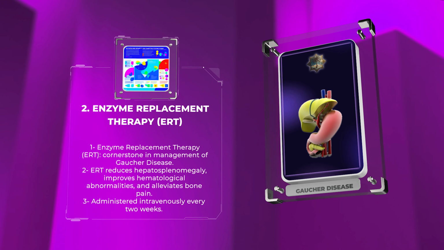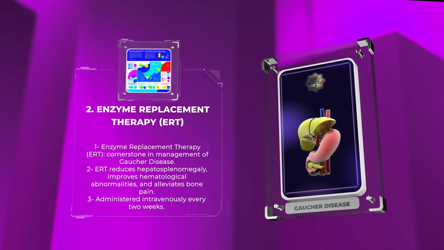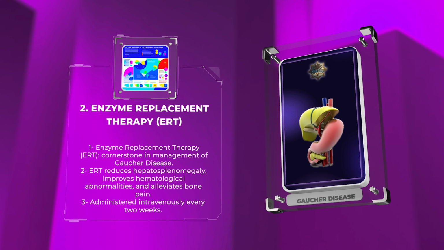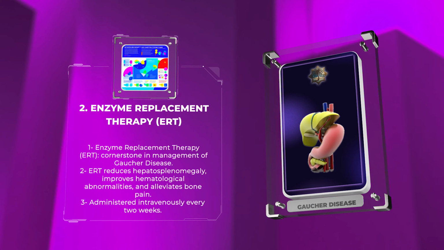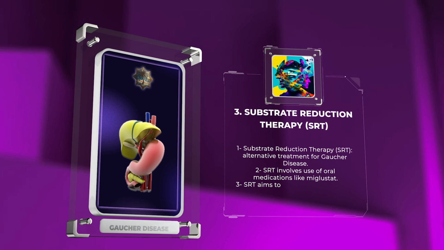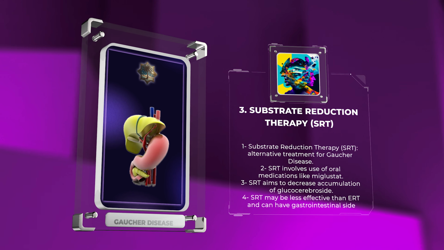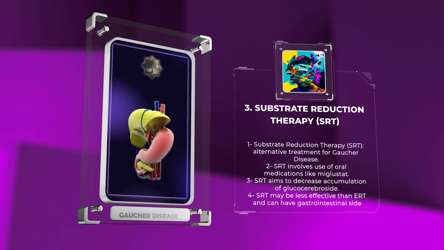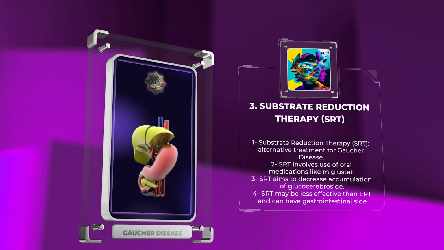In some cases, the response to ERT may be inadequate due to the presence of neutralizing antibodies or poor tissue penetration. Substrate reduction therapy, SRT, is an alternative treatment strategy for Gaucher disease, particularly in patients who do not respond well to ERT or have limited access to it.